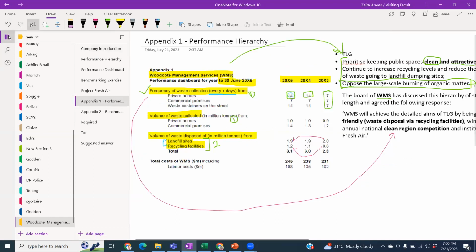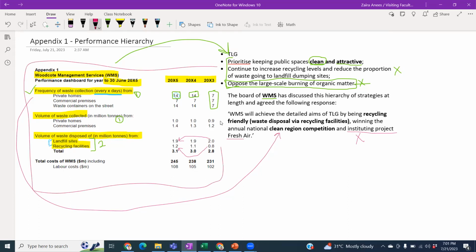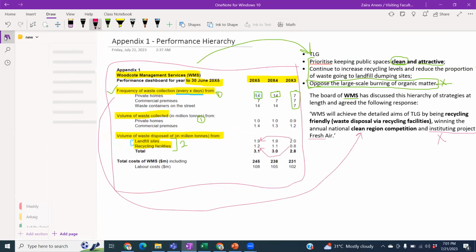So, TLG, so Fresh Air is actually, oops, sorry. Fresh Air is not here. So, this part is also missing. Sorry. Yeah, this part is missing. Right. So this is basically how we have identified that this performance measurement report is connected with the overall mission statement of TLG and WMS.